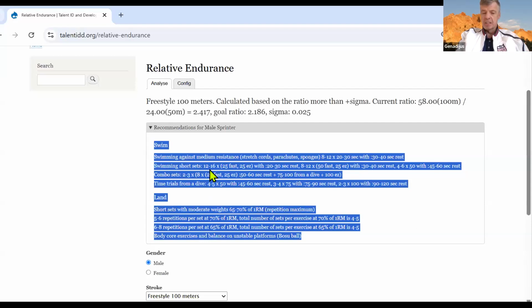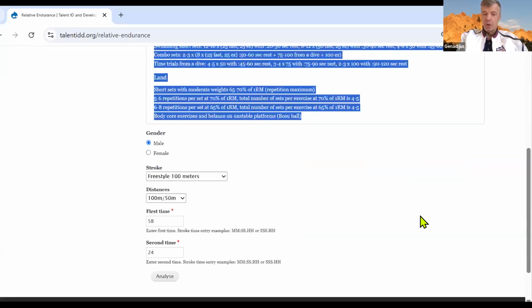Then short swimming sets, but still speed endurance work, such as 12 to 16 repetitions, 25 fast, 25 easy, with 20, 30 seconds rest, or 8 to 12 times 50 fast, 25 easy, with 30 to 40 seconds rest, or 4 to 6 50s on with 45 to 60 seconds rest. As you see, this training will lead to a reduced ratio between times, and hopefully the swimmer can reach 218 instead of 241, which is way too high a ratio. And obviously I entered just an example over here.